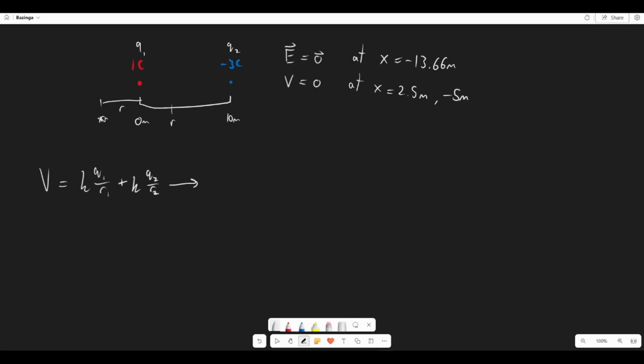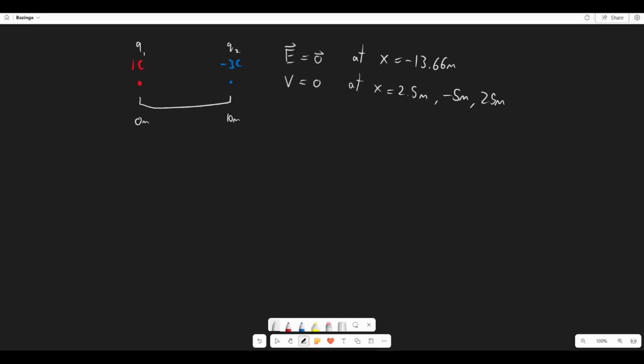Finally, let's consider the case where it's towards the right, so I'll call this distance r now. I have k into 1 by 10 plus r minus k into 3 by r equals 0. Cross out the k's, cross multiply, we get r minus 30 minus 3r equals 0, or minus 2r minus 30 equals 0, or simply r equals 15 meters. And we have to add that to this 10 meters, so we get 25 meters.